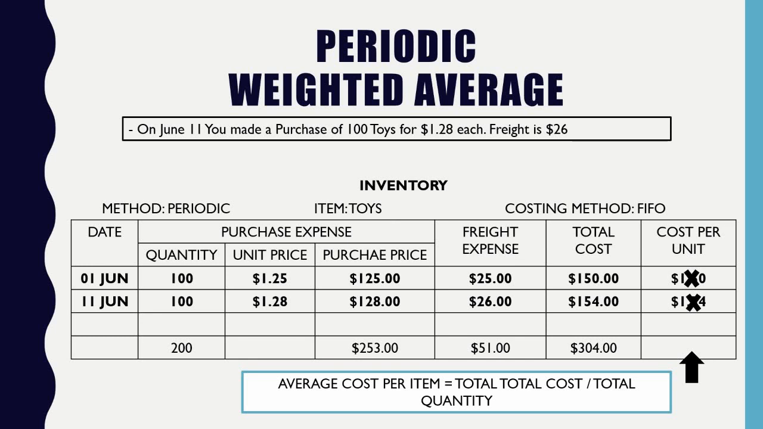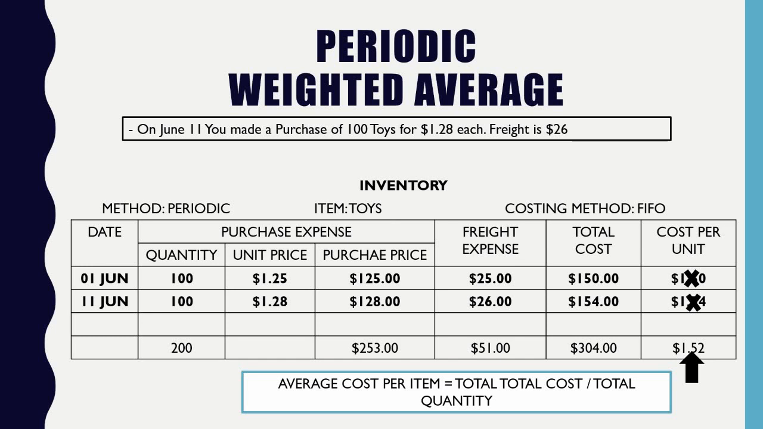So this is where I need to solve for my average cost per item. Since my batches of inventory are not separated anymore, they're all combined into one. So the average cost is going to be my total cost divided by my total quantity. I'm going to take 304 and divide it by 200, and that's going to give me an average cost of $1.52. If you understand what average means, average is more or less saying what is in the middle, what is in the middle between two numbers.